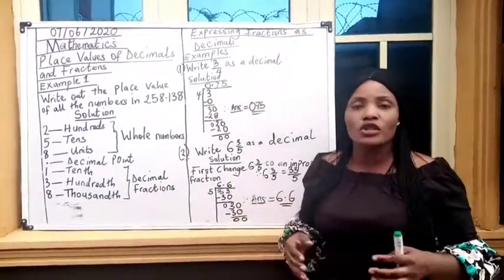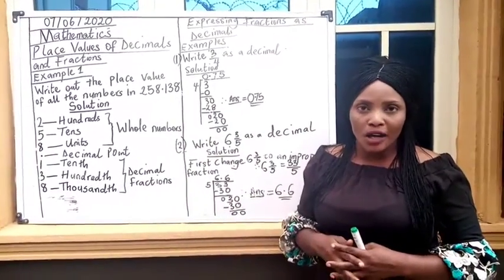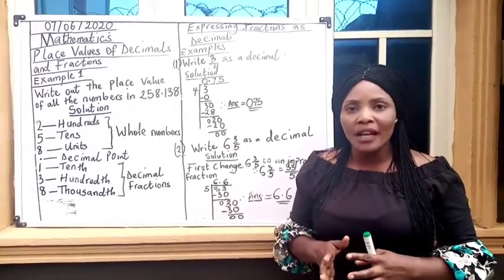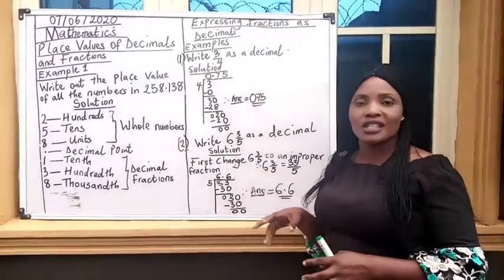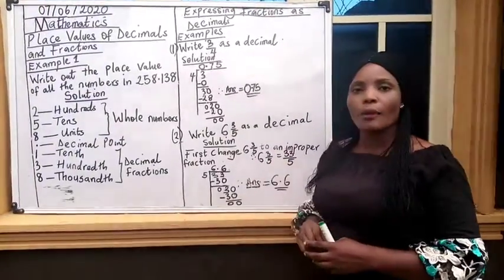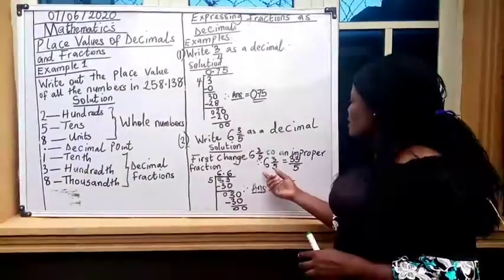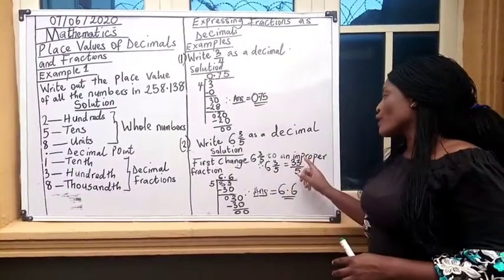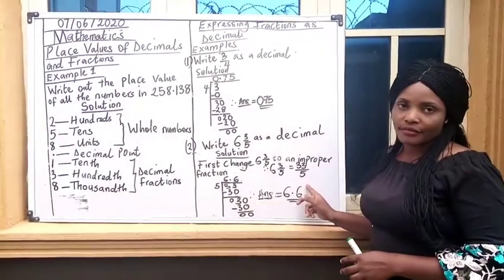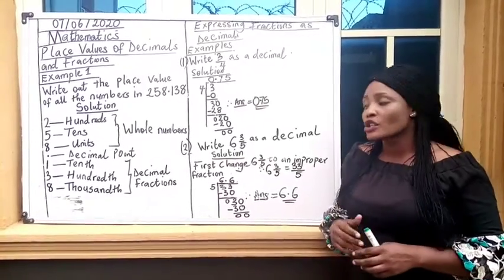And how do you change your mixed fraction to improper fraction? I believe you are familiar with that. You just say 6 times 5. 6 times 5 will give you 30. Plus the 3 at the top will give you 33. So your 6 whole number 3 over 5 to an improper fraction will give you 33 over 5. Then you can now change it to a decimal.